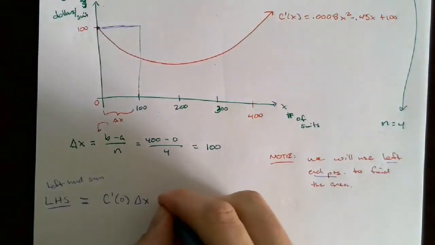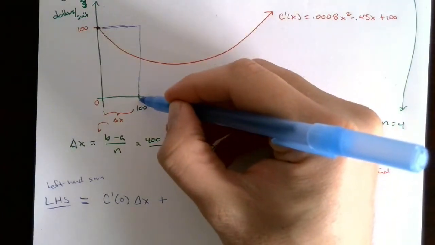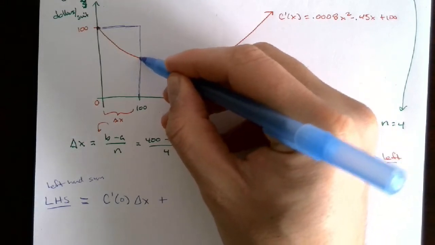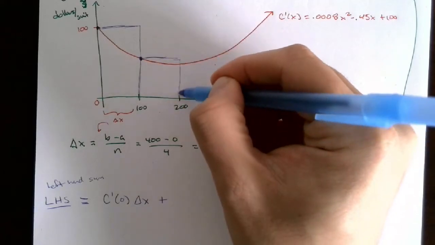Then you want to add on the next rectangle. Remember, we're going to use 4 rectangles. That's what they told us to use. So this is my next endpoint. I'm going to go up to where my function is, which is right here. And what's this going to do? It's going to go over and then back down.